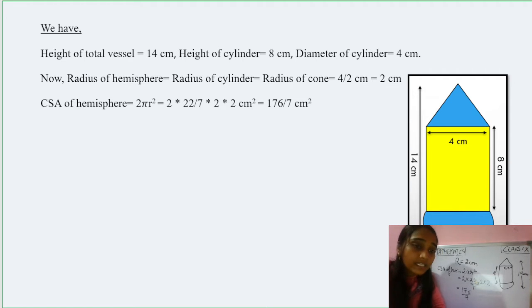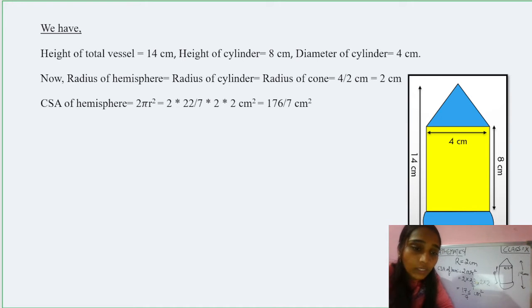Yes. So it is 176 by 7 centimeter square. So students, units is very important in mathematics. Without units, the answer will be wrong. You will not be able to calculate the dimension. So please write the units as well.